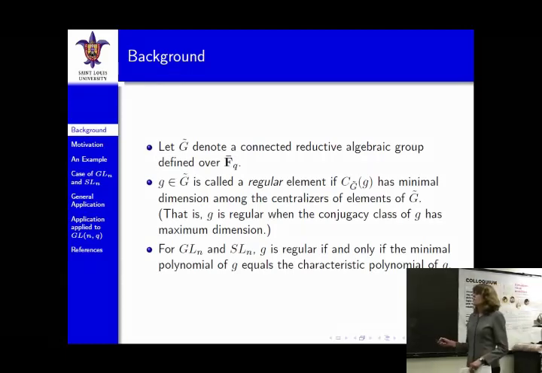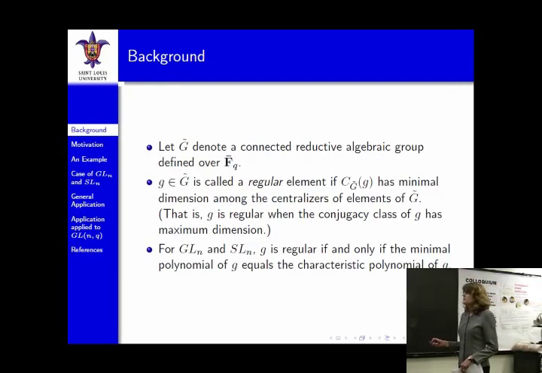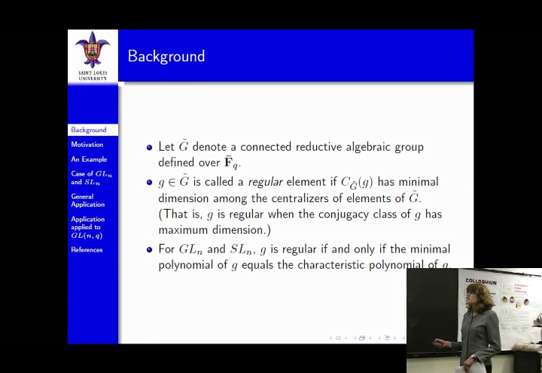All right, what does it mean for an element to be regular? It's regular if its centralizer in the algebraic group has minimal dimension among the dimensions of all the centralizers. And if the centralizer is minimal, that means the size of the conjugacy class is maximal. So you can think of it either way.